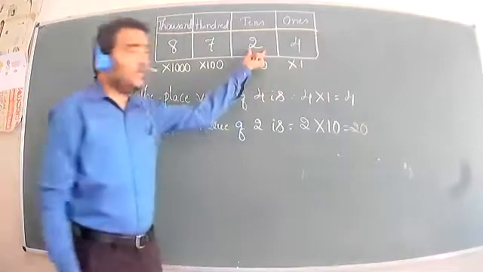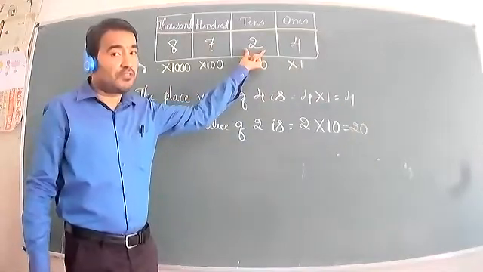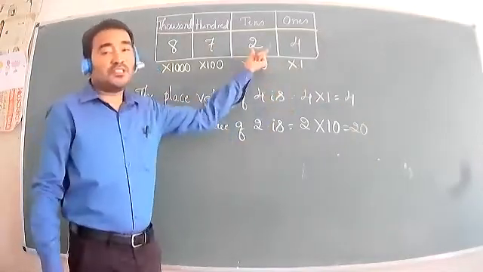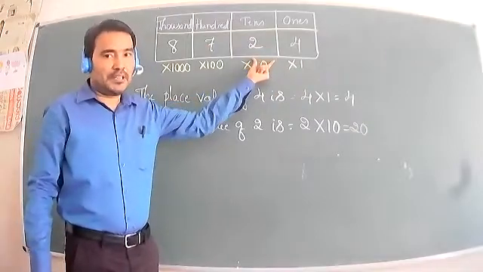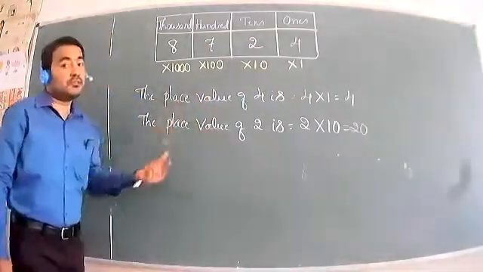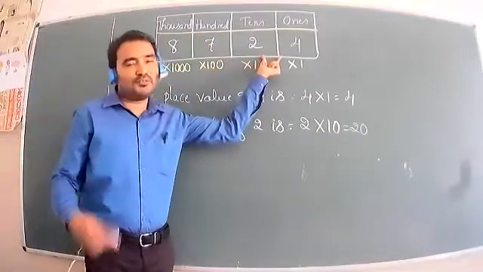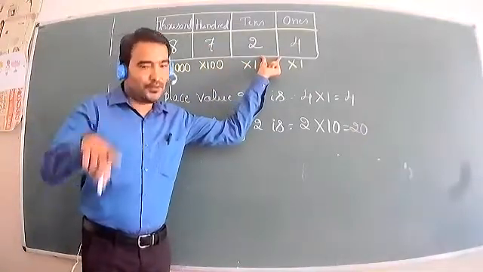Okay, sometimes there is 3 in this number. So what is the place value of 3? 30. Sometimes 8 in this place, 80. Keep in mind. Okay, sometimes there is 0. 0 multiplied by any number gives 0. So keep in mind.